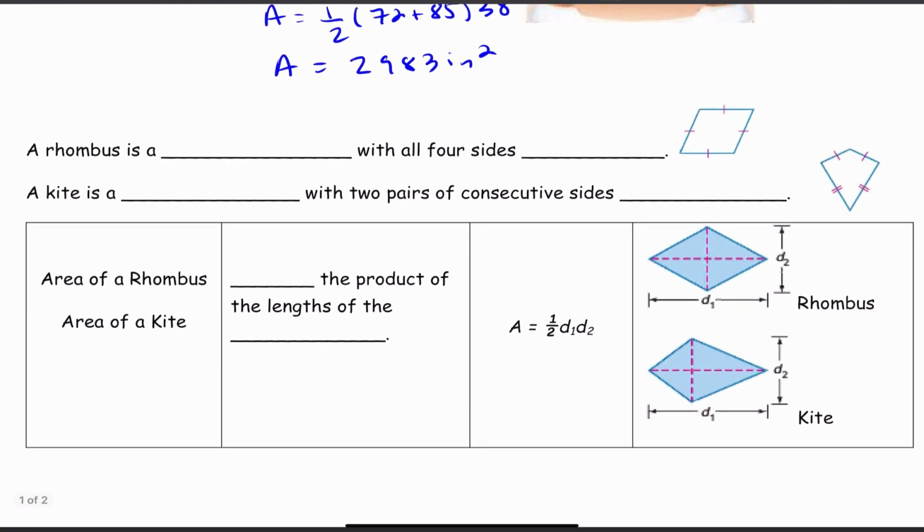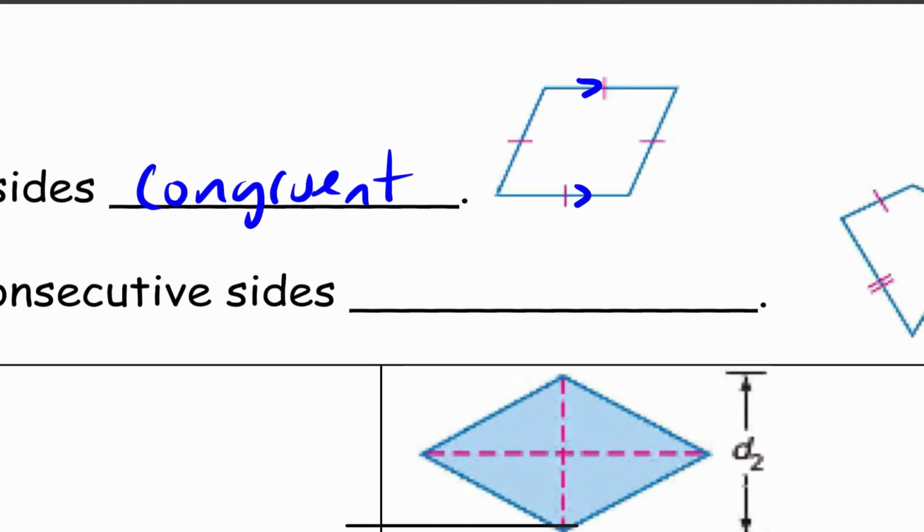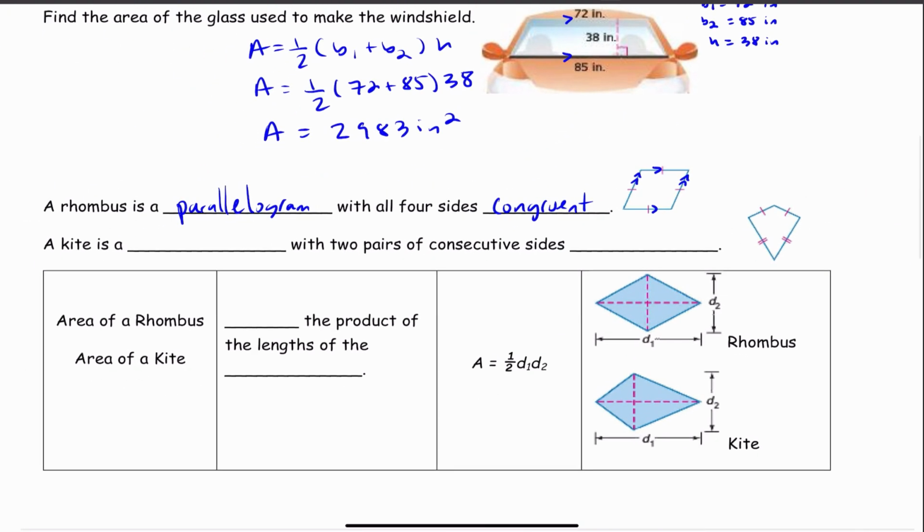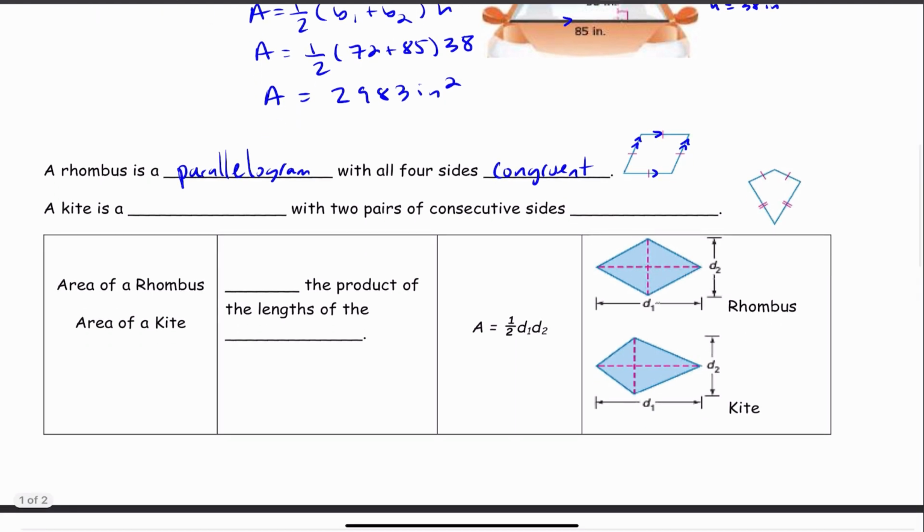A rhombus is a parallelogram with all 4 sides congruent. So if the rhombus is a parallelogram, that means that opposite sides are parallel, and with a rhombus all the sides are congruent. So this is a special type of parallelogram. Okay, and then one more thing.